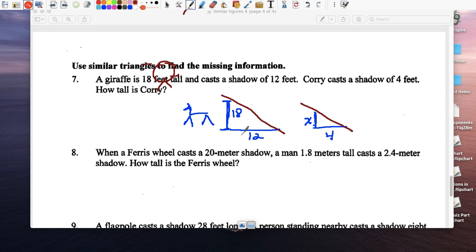We don't want the hypotenuse, we just want the height of Corey, so we can set the proportion. So 18 over 12 is the same as x over 4. We can cross multiply, but I hope you see that we don't need to here. This is times 3. Sorry, I'm going to go the other way. Divide by 3. This is divide by 3. So x equals 6. Corey is 6 feet tall.